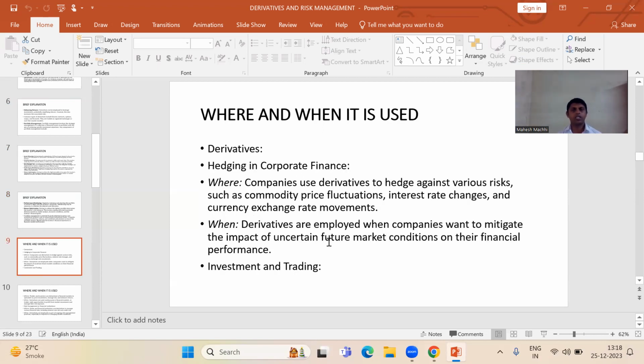Uses of derivatives in portfolio management. Hedging in corporate finance, where companies use derivatives to hedge against various risks such as commodity price fluctuations, interest rate changes, and currency exchange rate movements. Derivatives are employed when companies want to mitigate the impact of uncertain future market conditions on their financial performance.